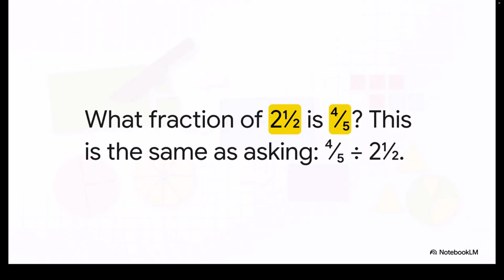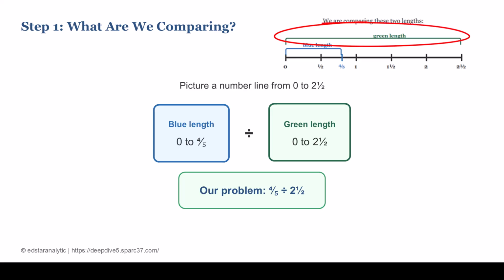Look at the number line. The green line goes from 0 all the way to 2.5. The blue line only goes from 0 to 4/5, so it's shorter. We're asking, how much of the green line is the blue line? What fraction of that longer green line does the shorter blue line take up? That's what "what fraction of 2.5 is 4/5" is really asking.